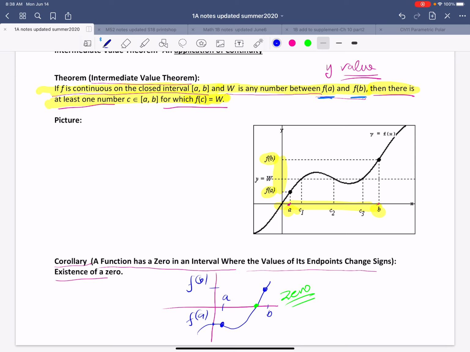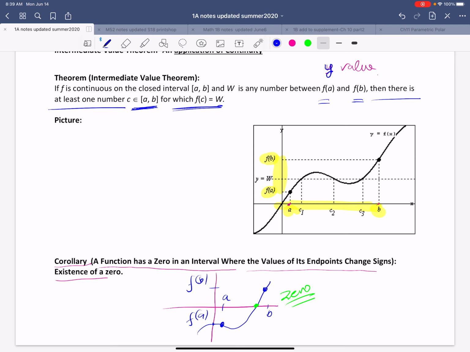Today we are going to look at some examples of intermediate value theorem. Intermediate value theorem, or IVT, states that if a function is continuous on the closed interval [a, b] and W is any number between f(a) and f(b), these are the y values, so W is any y value in between f(a) and f(b), then there is at least one number c in the interval [a, b] for which f(c) is equal to W. That means if you have a continuous function over the closed interval [a, b], then the function will take every single y value between f(a) and f(b).